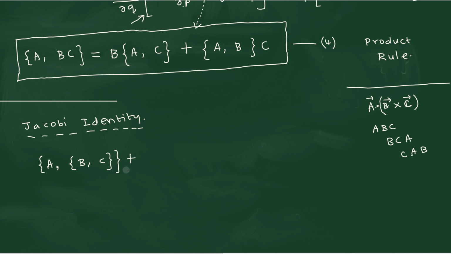Now repeat the cyclic permutation. The first one is ABC. What should be the second one? The second one should be BCA. So write down B, comma, open bracket, C, comma, A. That's the second term. Then plus the third one, which would be CAB. So write C, comma, then open bracket A, comma, B. You can't write more than this.